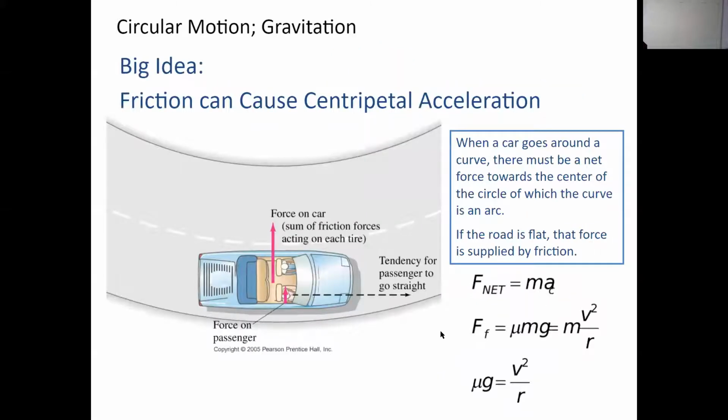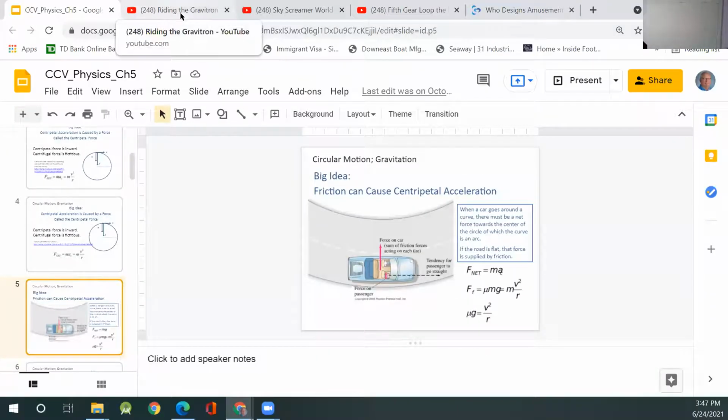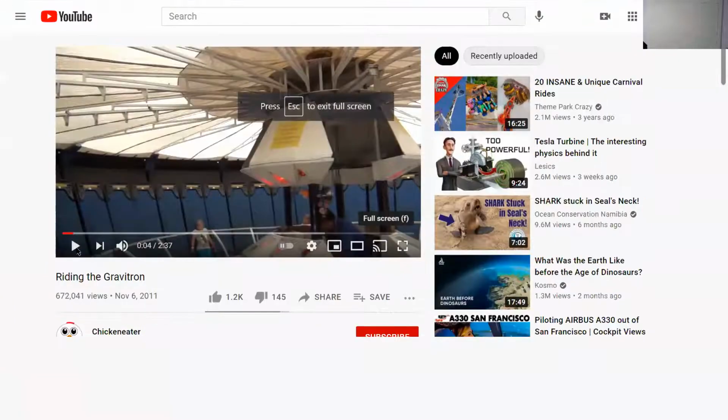Right. So sometimes this force is provided by friction, like in our cars. And so the force of friction would be mv squared over r. But here are a couple of other situations where it's not the same. So I'm just going to skip out here. I'm going to take a look at a couple of amusement park rides.